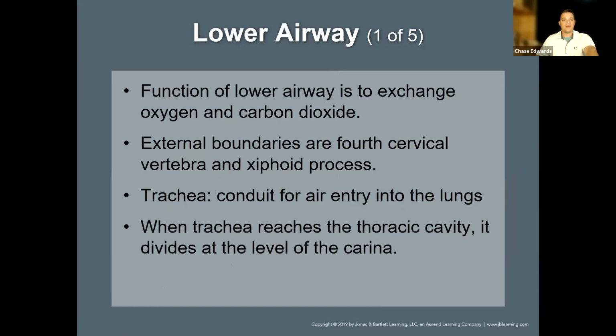All right. The lower airway. The function of the lower airway is to exchange oxygen and carbon dioxide, right? External boundaries are the fourth cervical vertebra and the xiphoid process. The trachea, or the windpipe, is the conduit for air entry into the lungs. When the trachea reaches the thoracic cavity, it divides at the level of the carina, and that's where it comes apart right here. If you main stem that patient when doing a tube, it's going to sit down on this side, and then you're not feeding air into the other side. So you've got to back it up.